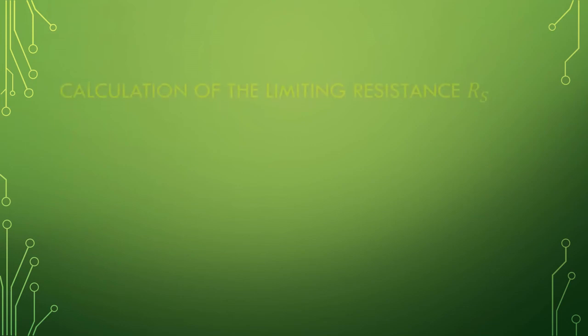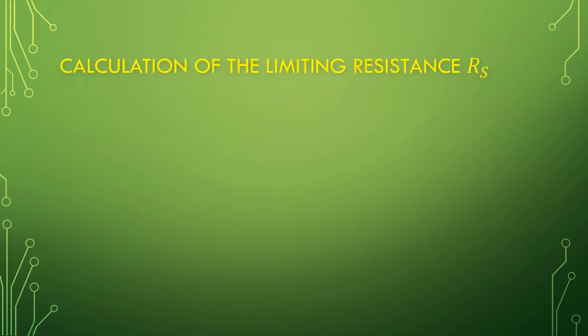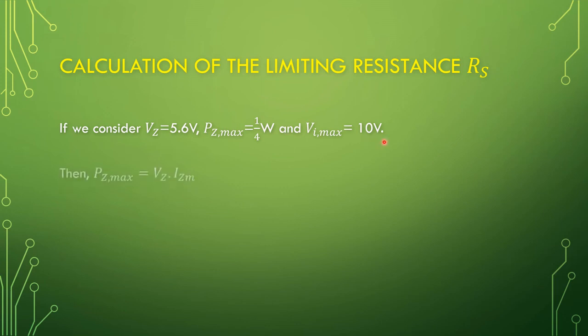In this slide we calculate the limiting resistance Rs value. Here we consider a 5.6 volt Zener diode, whose power is 1/4 watt, and Vi max is 10 volt. We all know that power equals voltage times current. So from this relation we can easily get the value of IZM, that is the power divided by voltage, and here we get 44 milliampere.